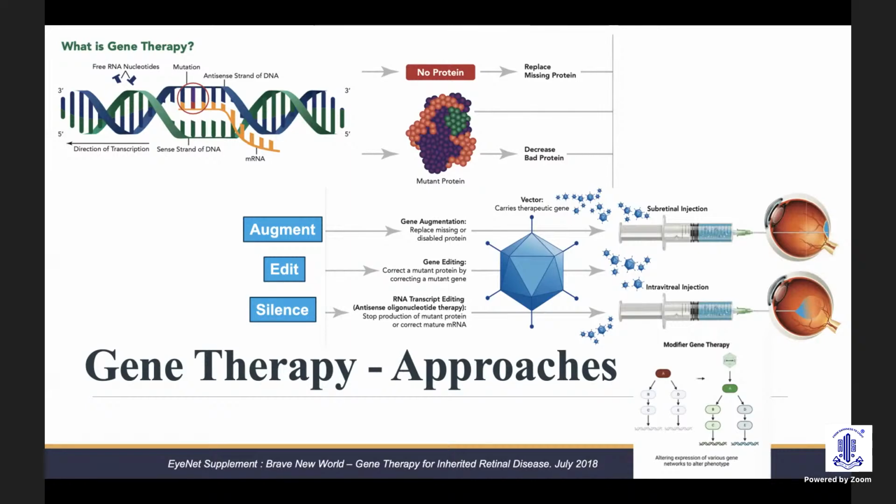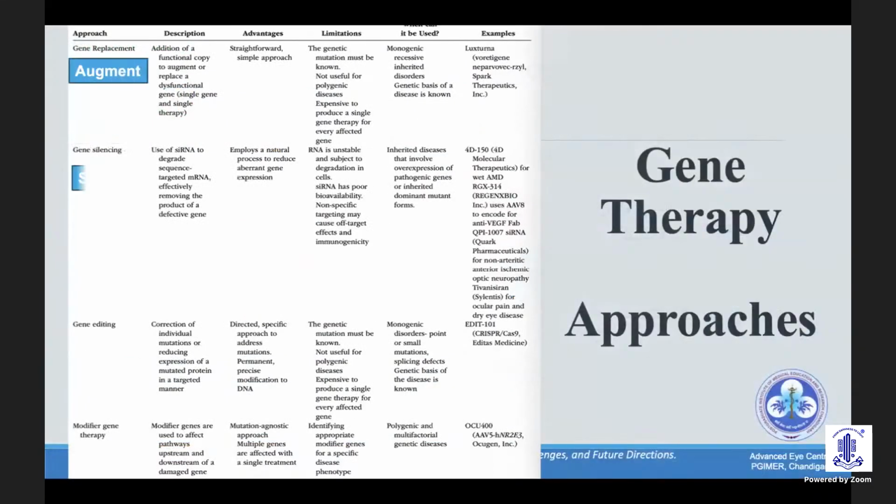And also some interest has recently developed in gene modification, where instead of directly affecting the gene, upstream or downstream, you're trying to modify the whole pathway so that you can get the final product that you require. So that is gene modification. And these are just the comparative table of the 4 approaches that are there. All of them have some form of trials going on within ophthalmology also.